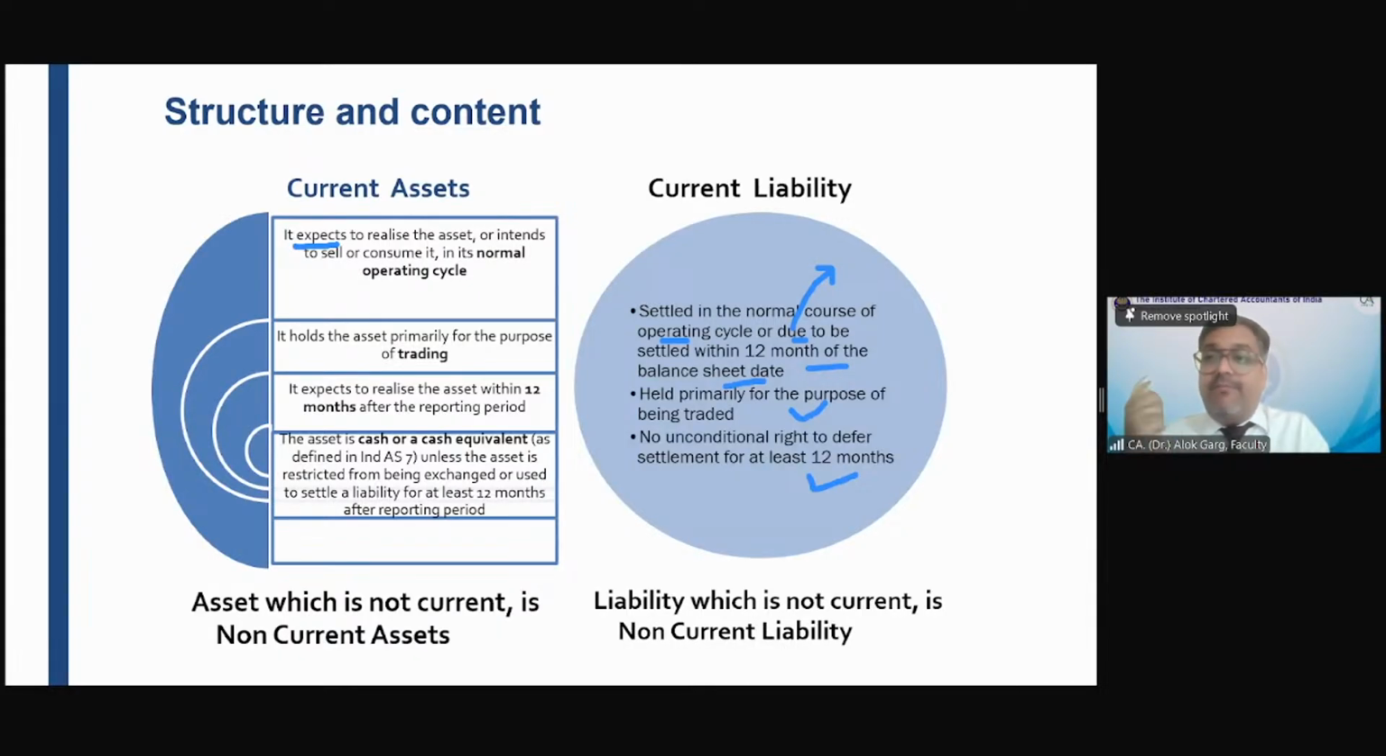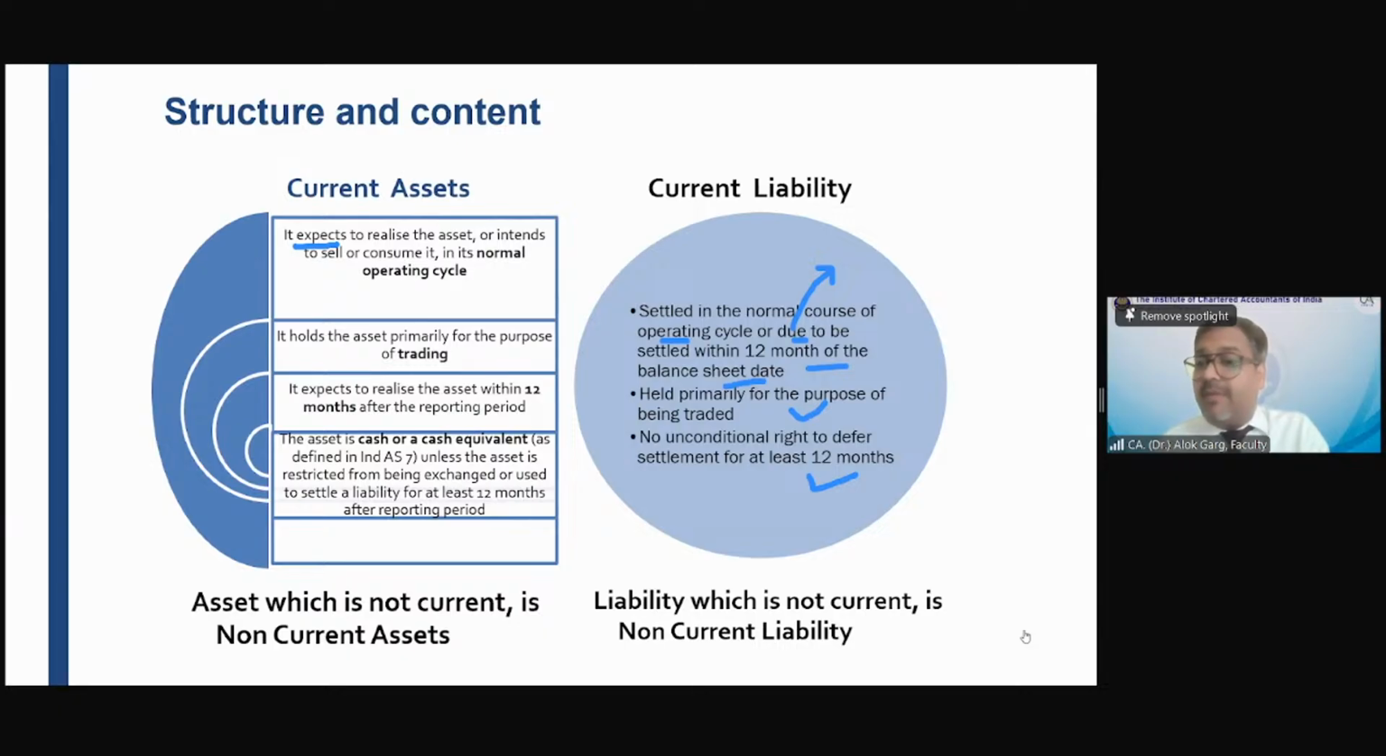Tell me, if the bank will come to me and ask me to please pay back after 3 months, can the bank ask me? Yes or no? I have a loan agreement with the bank that this payment is required after 3 years. So do I have an unconditional right to defer this settlement after 12 months? Yes. There was a loan agreement which was signed.